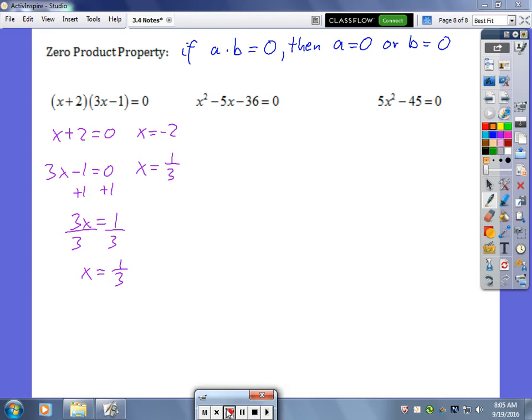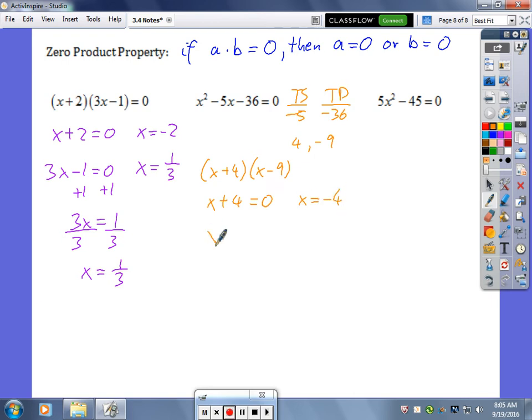This next equation we still have to factor real quick ourselves. Target sum is negative 5. Target product is negative 36. This gives us the numbers 4 and negative 9. In other words, our factored form is x plus 4 and x minus 9. So if x plus 4 has to be equal to 0, then x has to be equal to negative 4. And if x minus 9 has to be equal to 0, then x has to be equal to positive 9. And those are our two solutions.